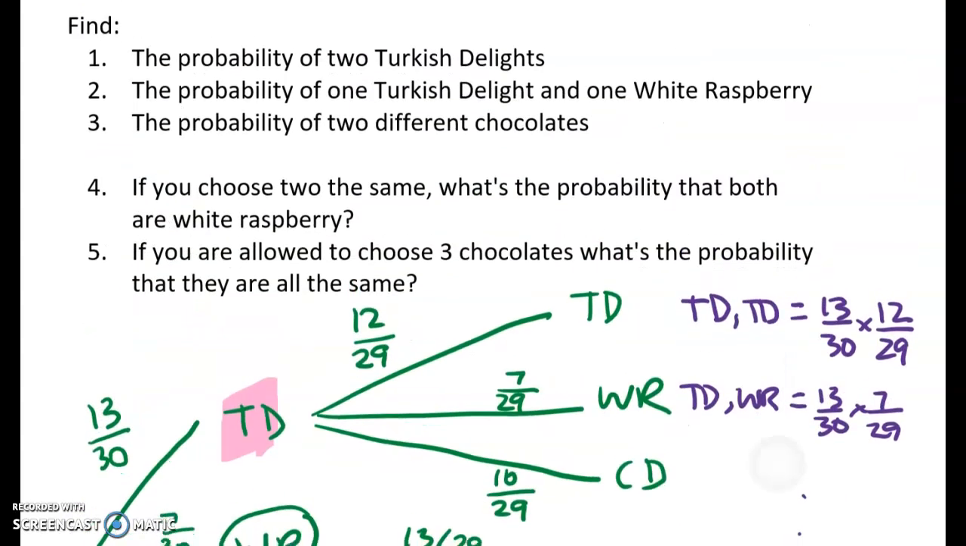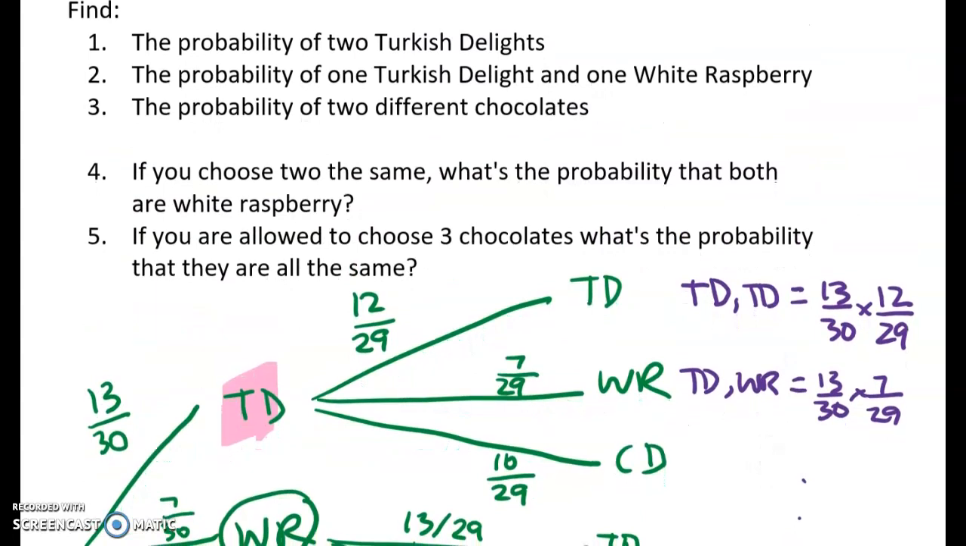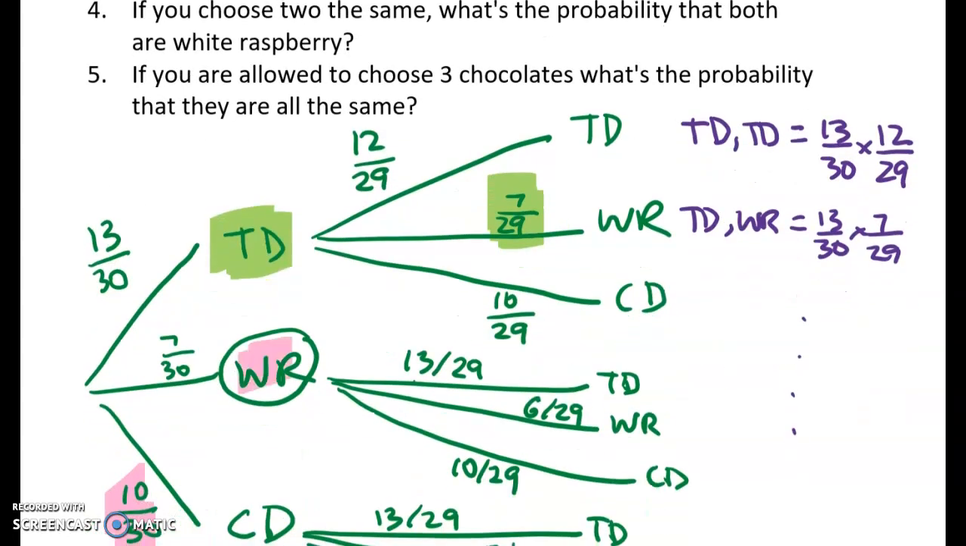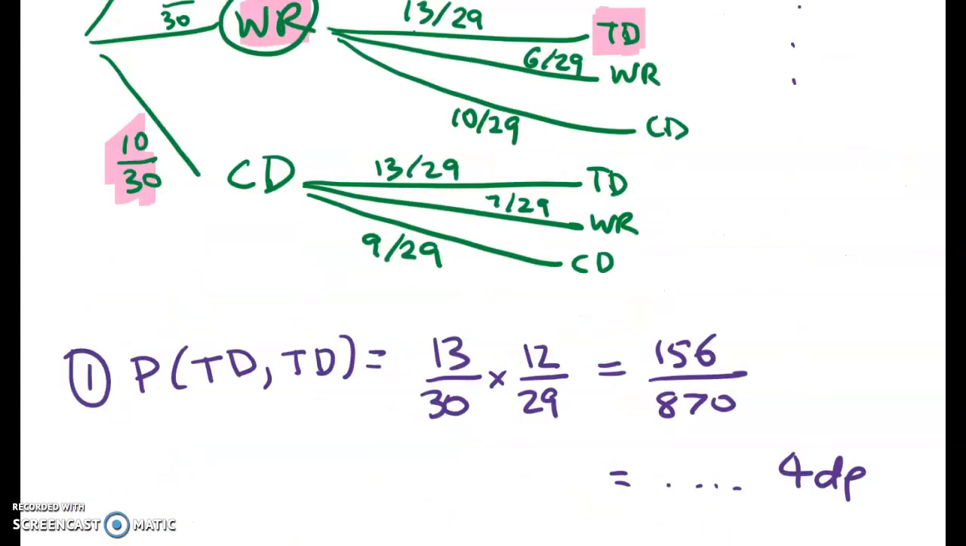The next question, the probability of 1 Turkish delight and 1 white raspberry. Okay, so we need to be a little bit more careful here because there are 2 ways that this could happen. The first way is that we get the Turkish delight first and then the white raspberry. Or we could have it the other way around. We could have the white raspberry and then the Turkish delight.